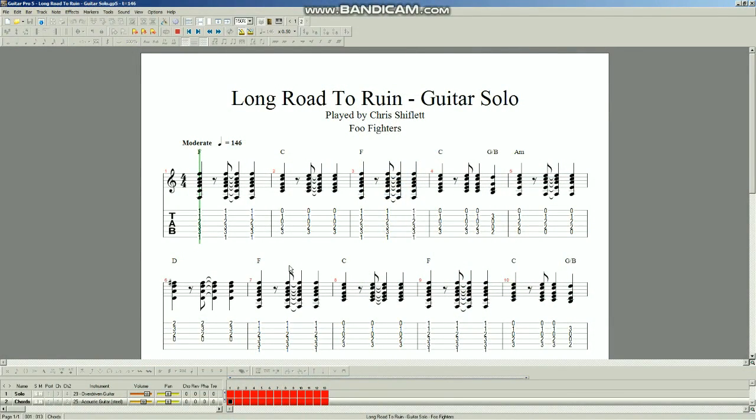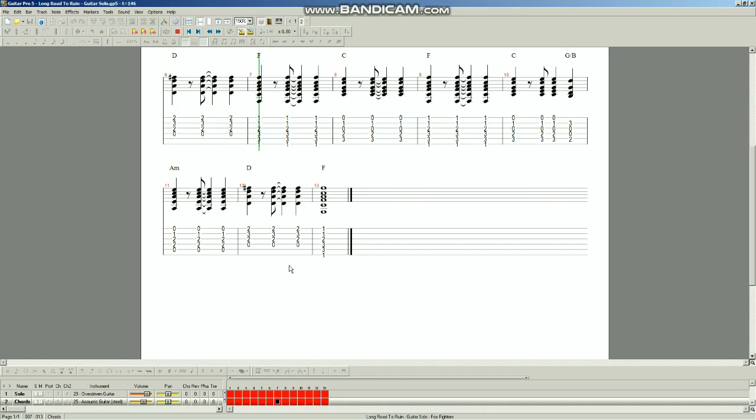And as always with these solo analyses, the first place to start to get an understanding of what's going on is to take a look at the chord sequence. So here that is. Right, so what do we learn from that chord sequence then?